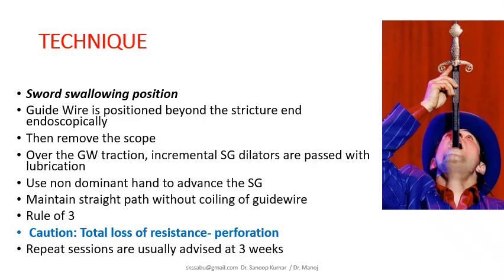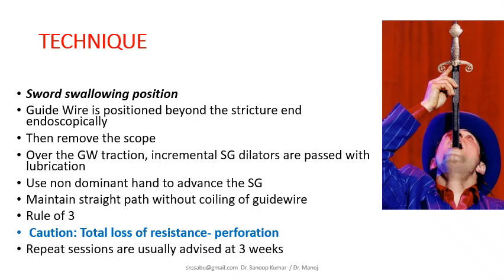How do we do it? The procedure is a very important thing. First of all, we should do an endoscopy and see where the stricture site is, and we should pass a guide wire beyond the stricture site. The neck should be in a hyperextended position, that is also known as the sword swallowing position.